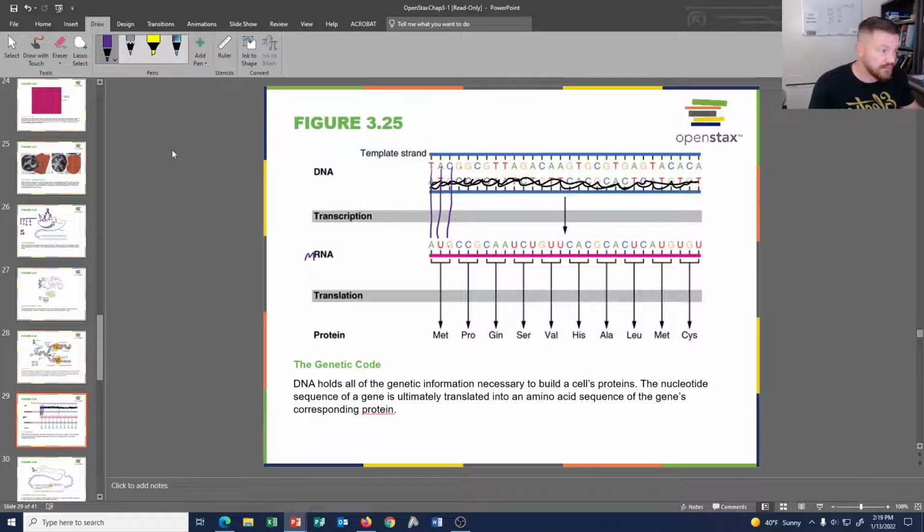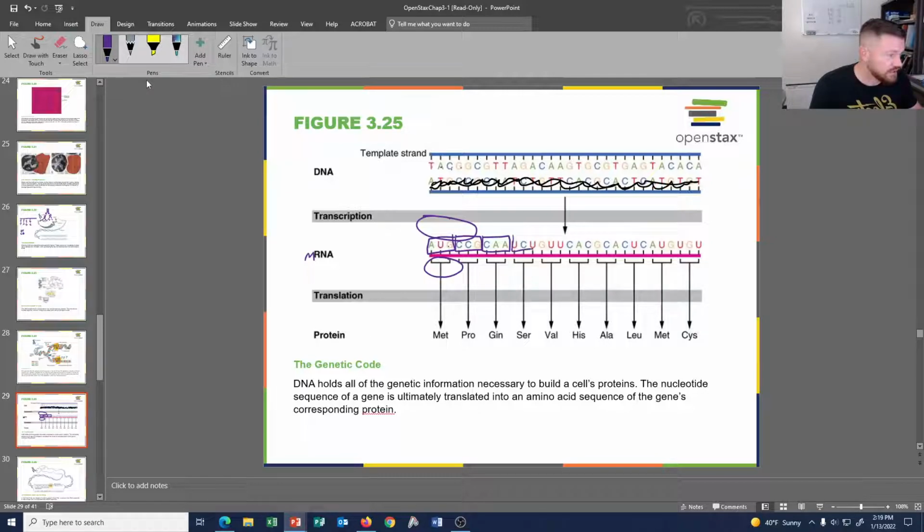And then that messenger RNA molecule ends up getting sandwiched by a ribosome. So you have a big piece of ribosome and a small piece of ribosome. And think about feeding that messenger RNA molecule through that ribosome like just a piece of tape. And what the ribosome will do is it'll read that mRNA three nucleotides at a time.